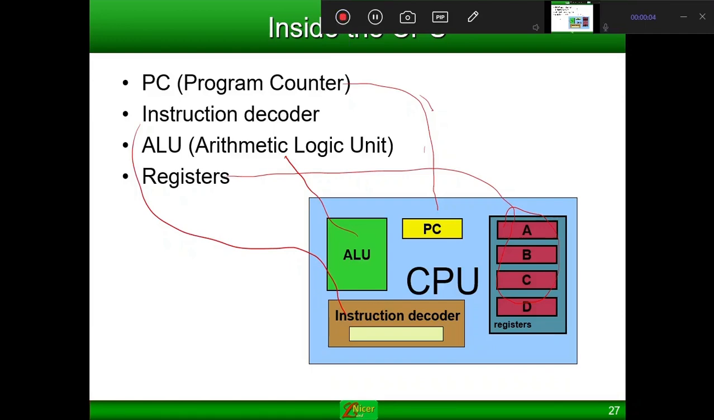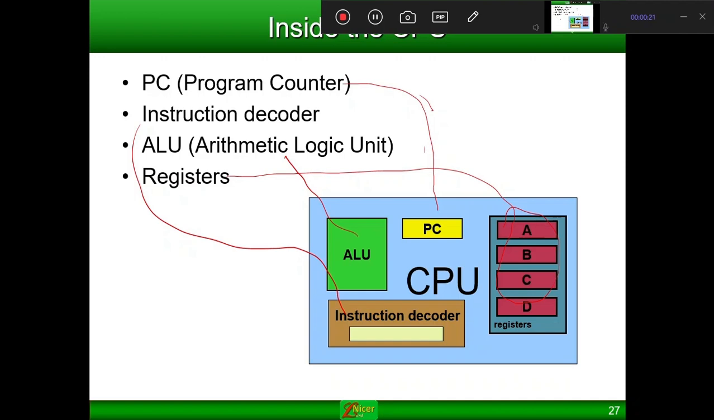As you all know, my name is Haseeb Shahid and I am a student of Mechatronics Engineering at University Islamabad. So in today's video, we will discuss what is inside a CPU. As you all know, CPU stands for Central Processing Unit.